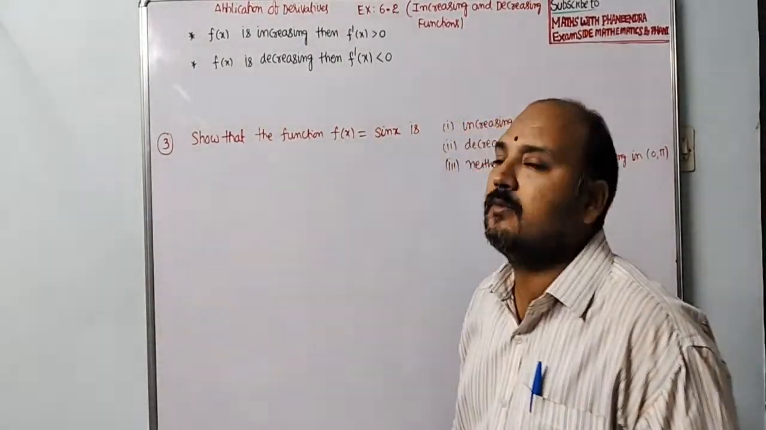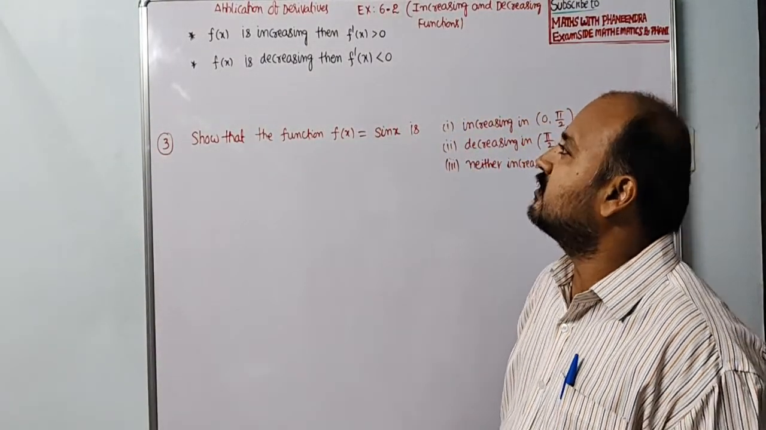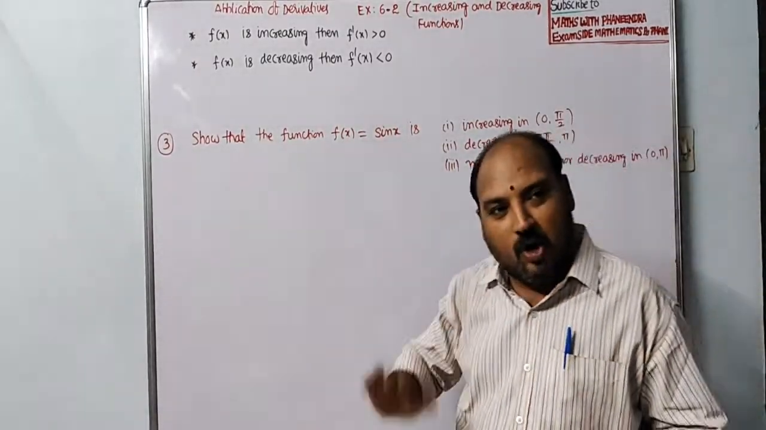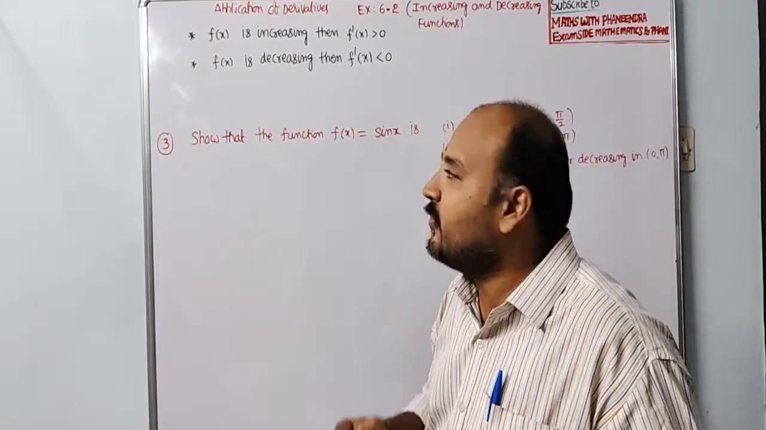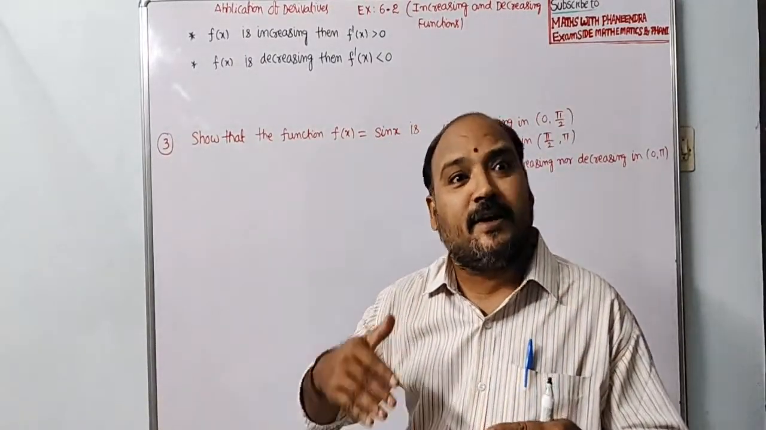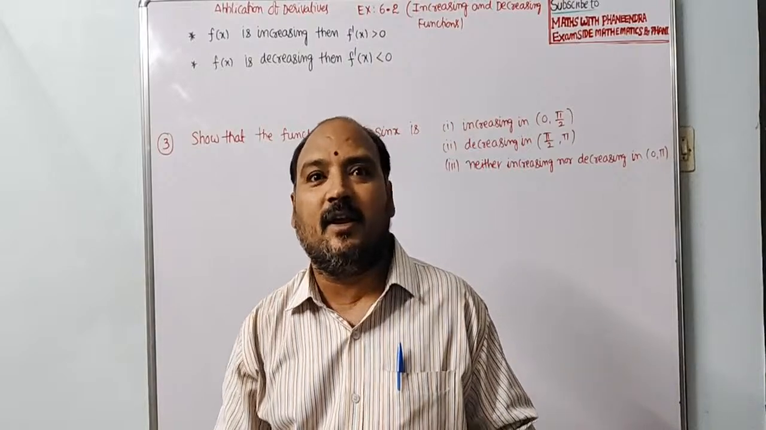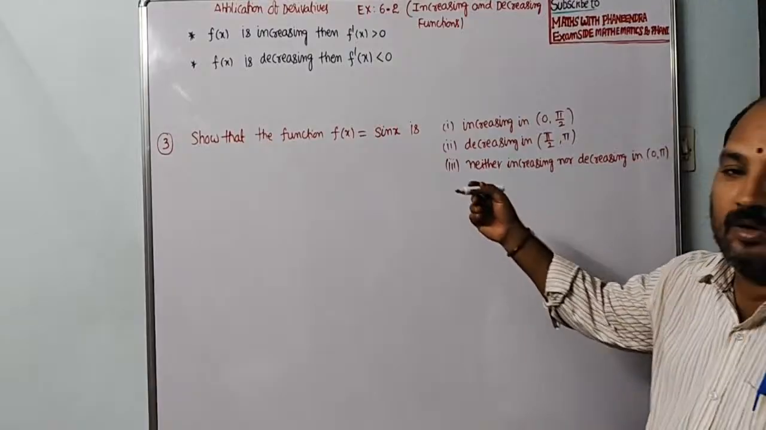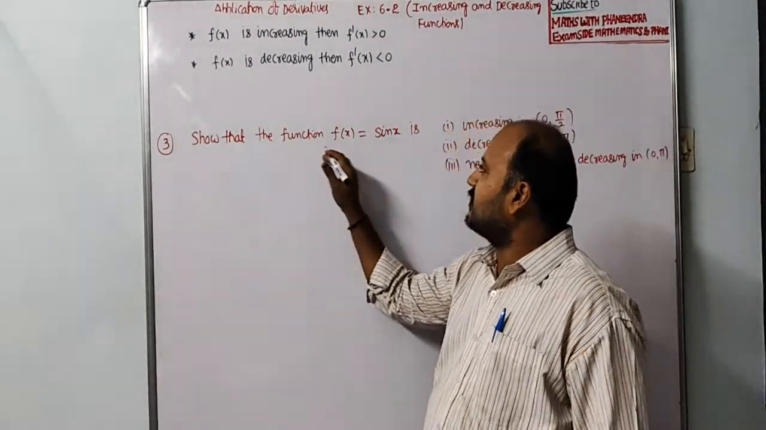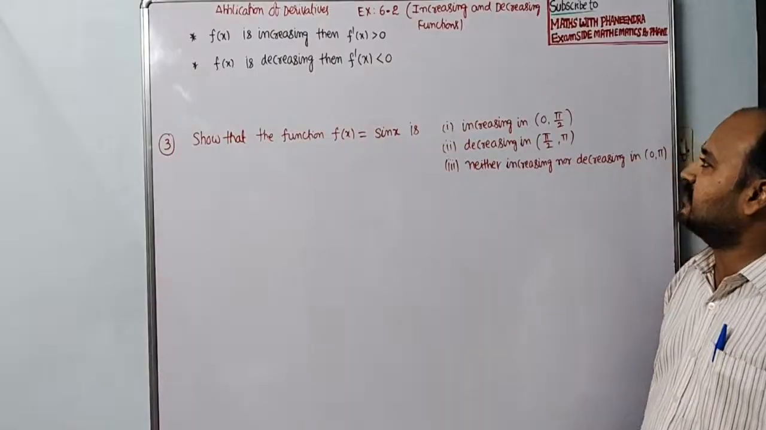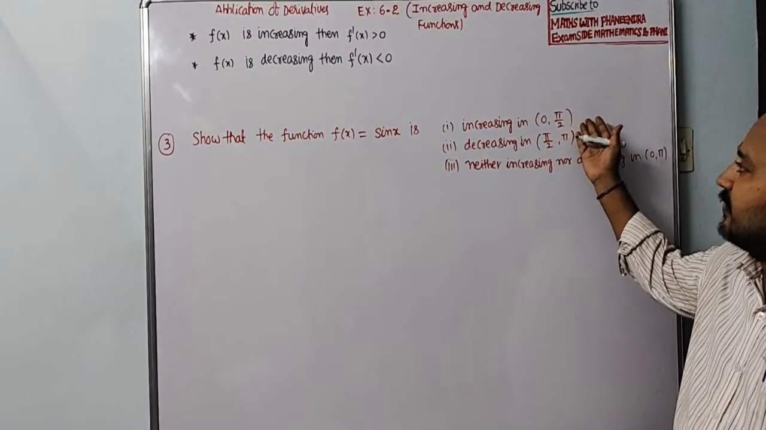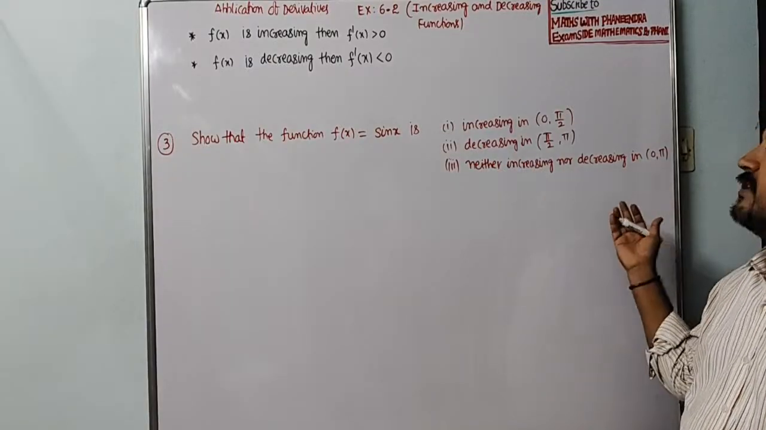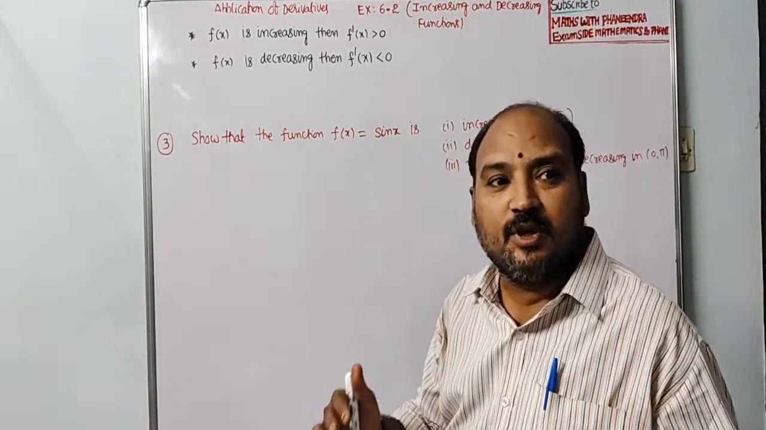After that, suppose f dash of x is not greater than 0 and f dash of x is not less than 0. At that time we can say that the function is neither increasing nor decreasing. Dear students, let us take an example. Show that the function f of x equal to sin x is increasing in this interval, decreasing in this interval, and neither increasing nor decreasing in the open interval of 0 comma pi.